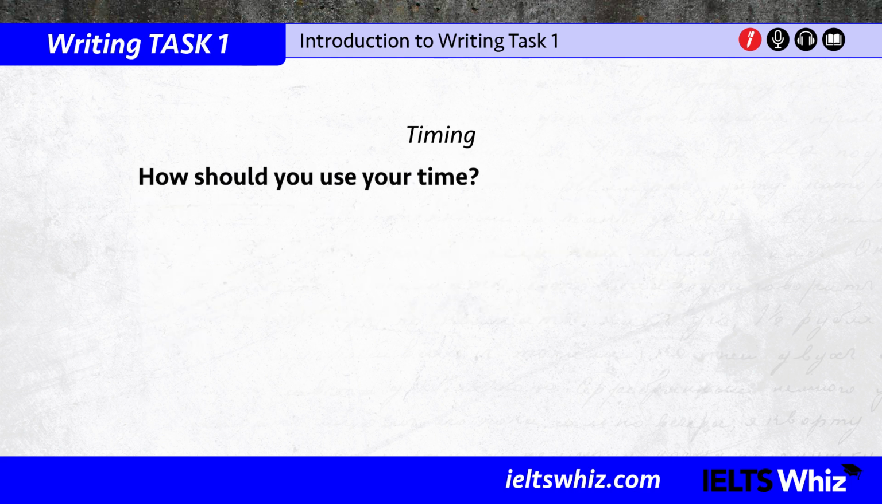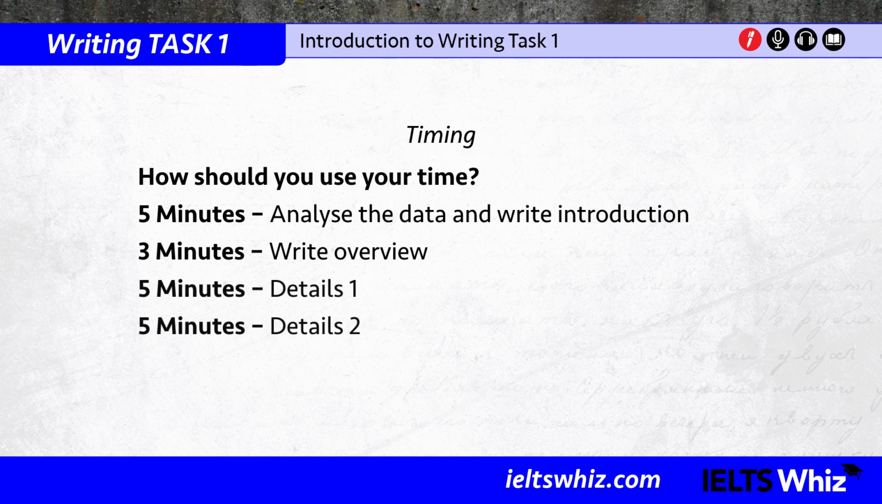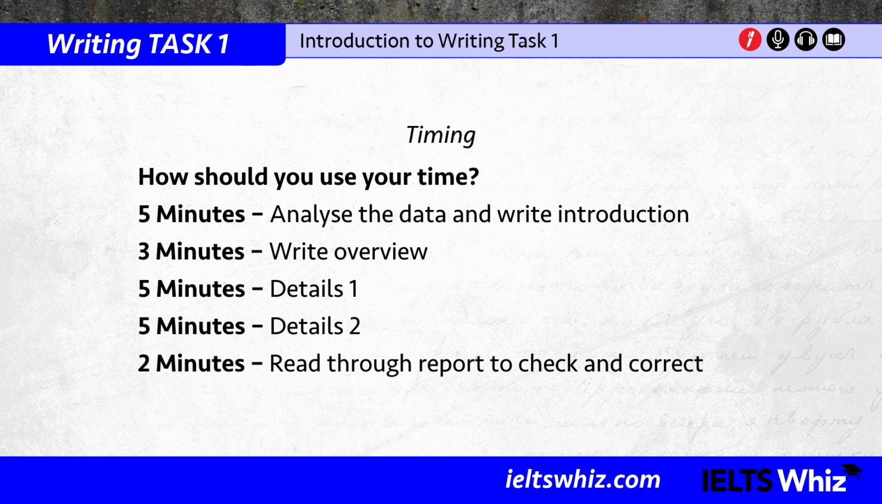So how should you use your time? We recommend that you take about 5 minutes to analyze the data and write the introduction. Then about 3 minutes to write your overview. And then we recommend you spend about 5 minutes each on both of the details paragraphs. You should aim to finish writing after about 18 minutes. So you can allow 2 minutes to read through the whole report, to check it and correct any spelling and grammar mistakes you notice.